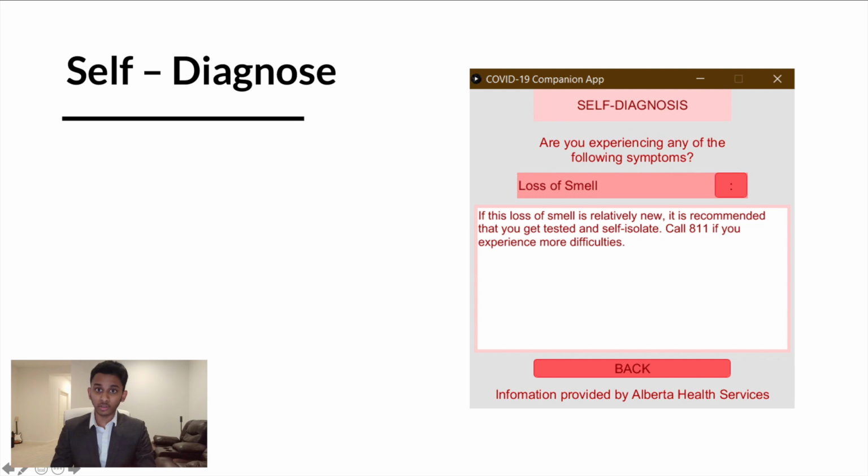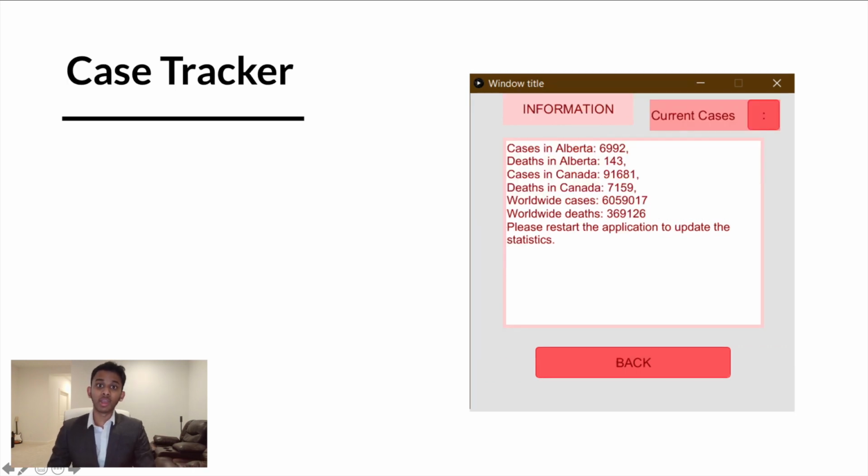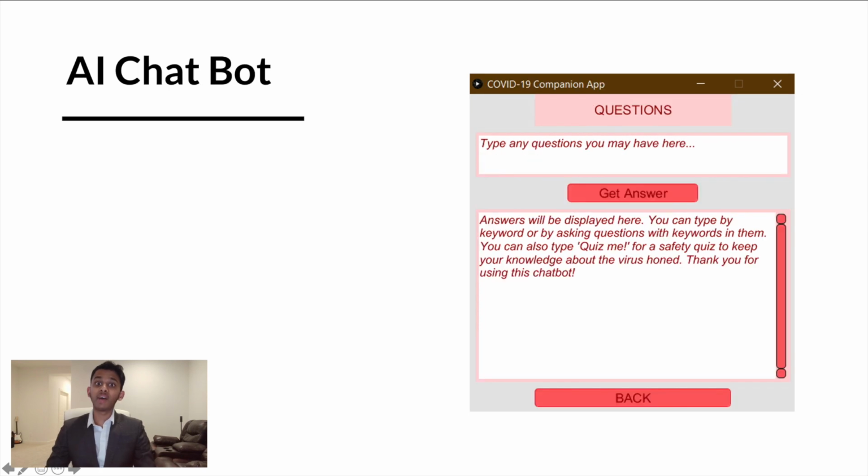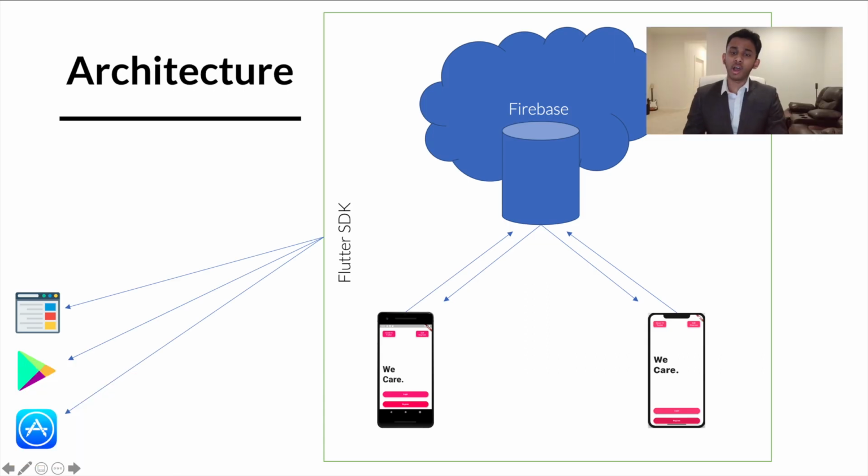We have a self-diagnose feature. We have a more in-depth case tracker, which is regional. And we have an AI-powered chatbot. Pretty cool. So I want to go over the architecture of our mobile app.